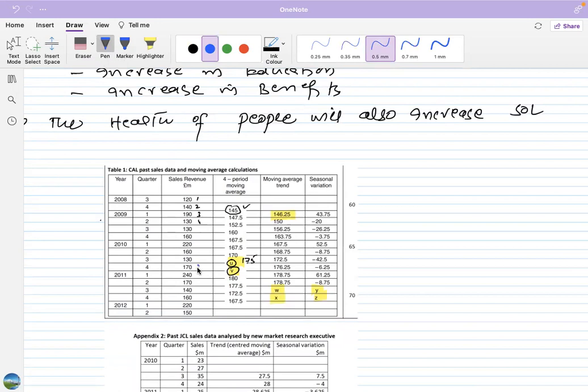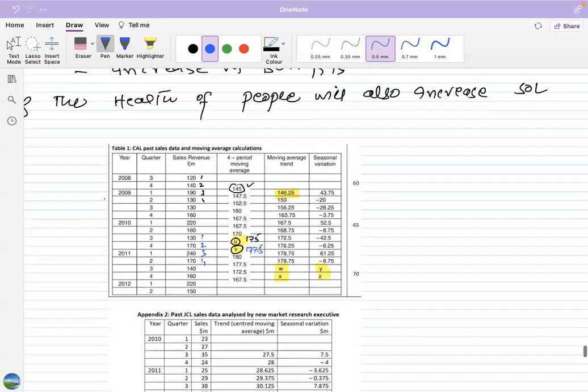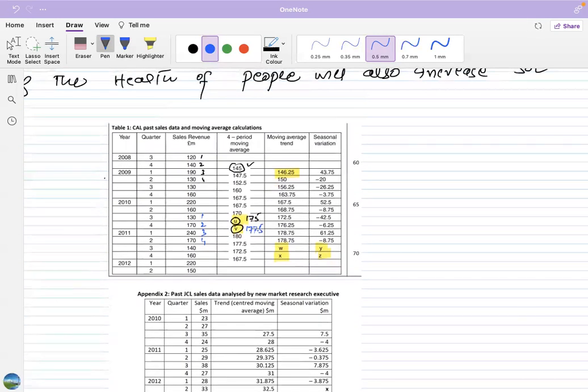For V, this is 2, this is 3, and this is 1, and this is 4. So 130 plus 170 plus 240 plus 170 divided by 4. The answer is 177.5. So this is the way we calculate it. Now let's move to the next thing, W and X.